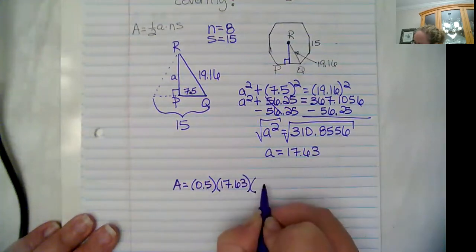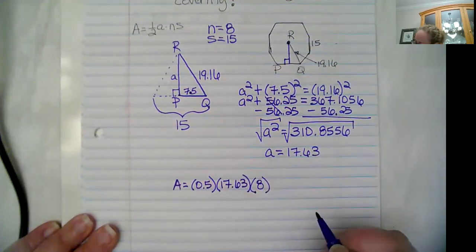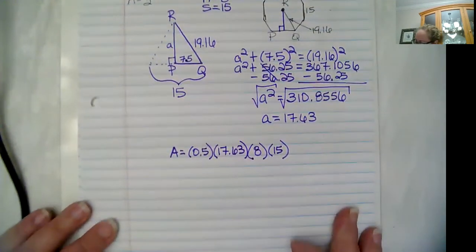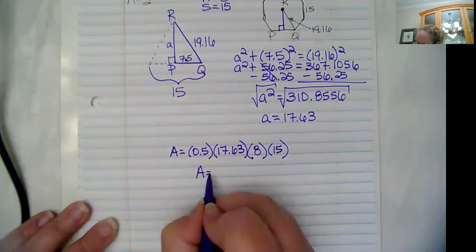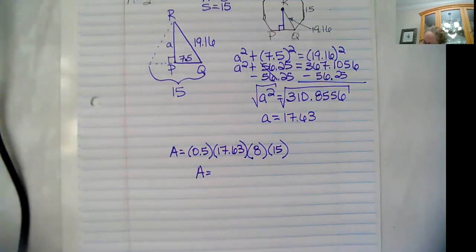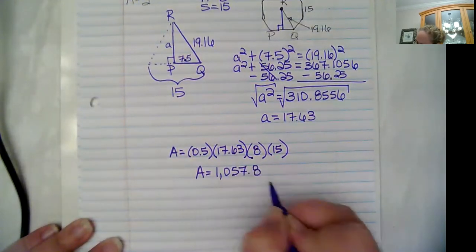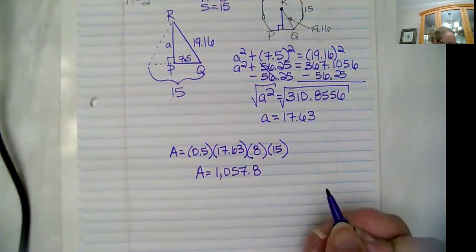The number of sides is 8, and our side length is 15, and we're just going to multiply straight across, and that'll give us our area. So 0.5 times 17.63 times 8 times 15, we get 1057.8.